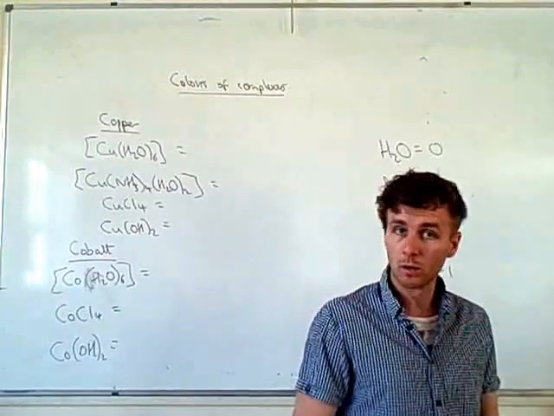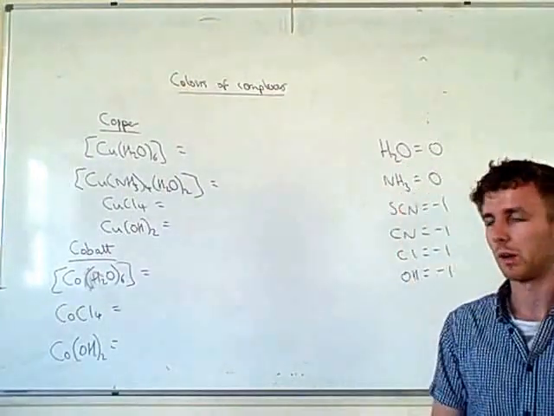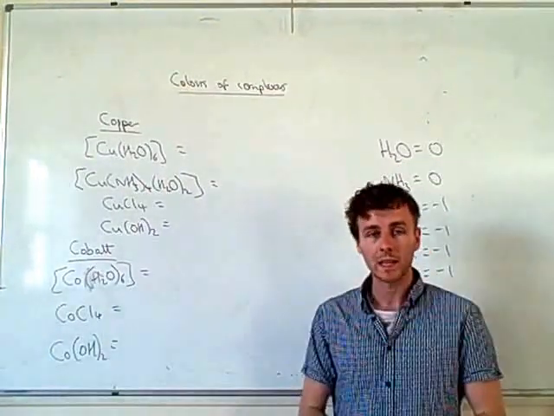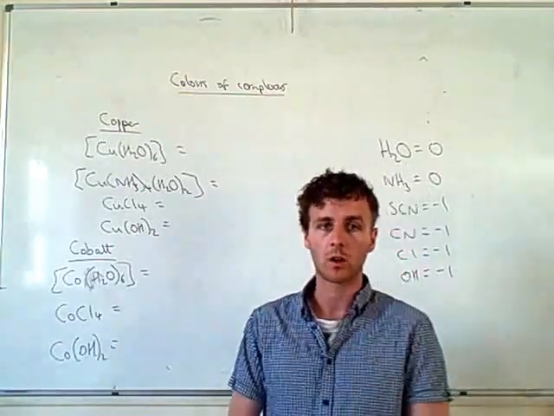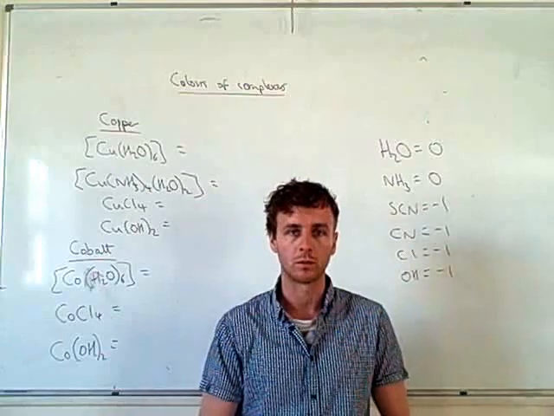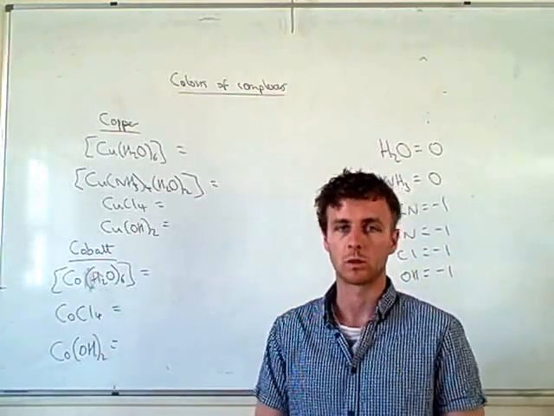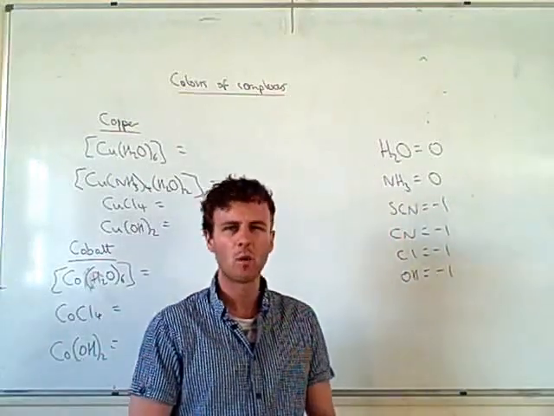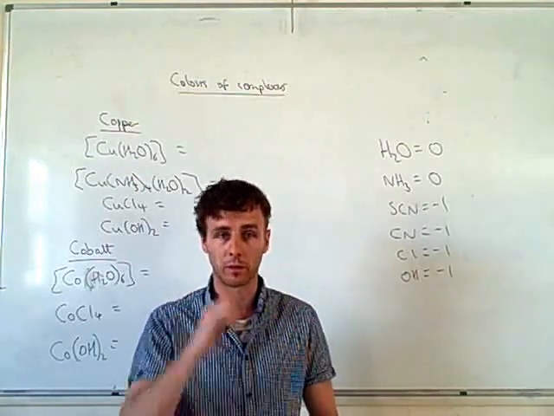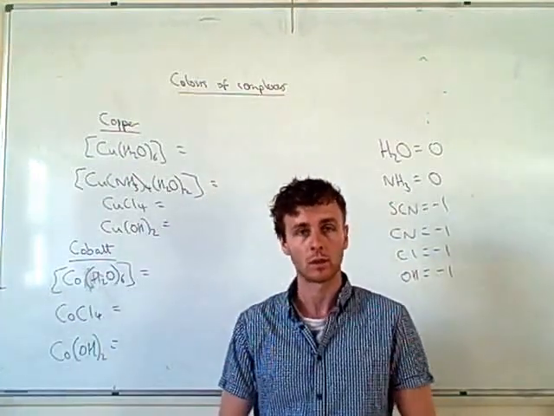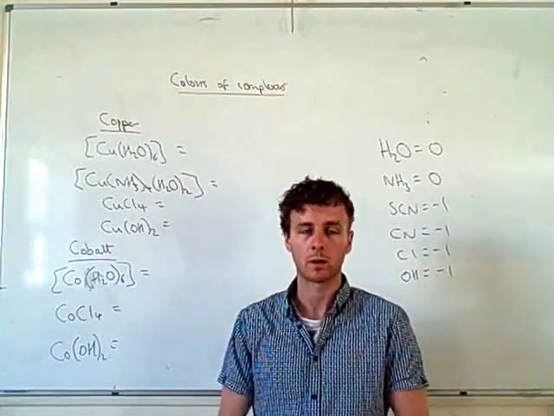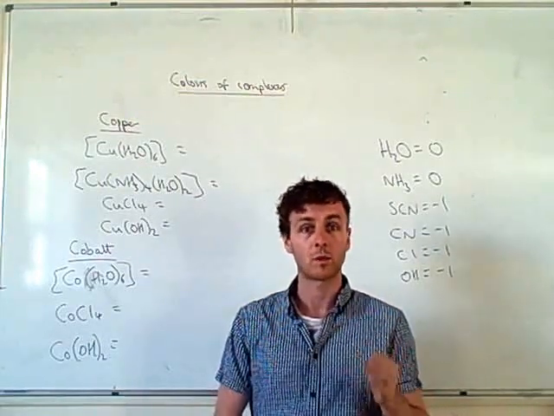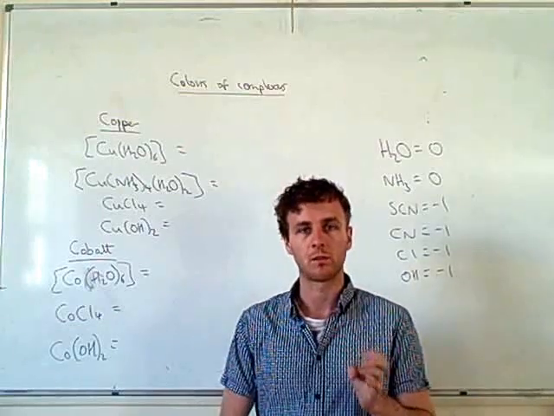Okay guys, this is the colour of complexes, or just complexes really. So a complex is when a ligand donates a lone pair of electrons to a central metal ion to form a dative covalent bond, or a coordination bond that's sometimes called. There's really only about 10 or 12 different complexes that you need to know the colours of. You also need to be able to figure out the charge of your complex by knowing the charge of your metal ion and the charges of your ligands.